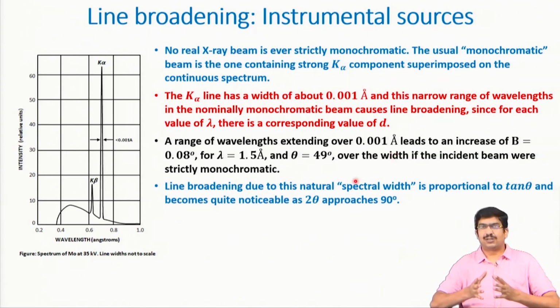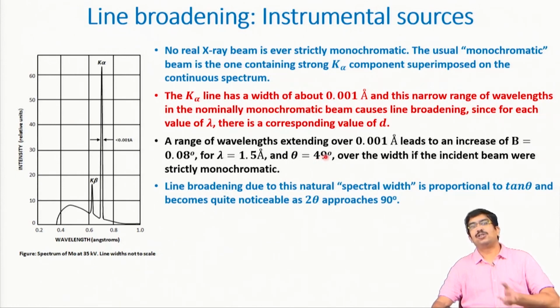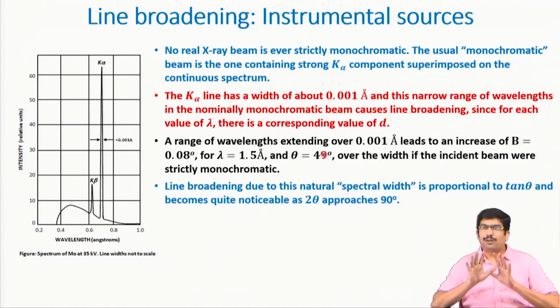which is very typical for most of the X-ray sources that we use: moly, copper, chromium. Most of the K alpha beams usually have a wavelength range of 0.001 lambda. So, if we put that, the increase in width we can expect is 0.08 degree. If we take lambda as 1.5 angstrom and theta around 49, that means 2 theta is around 100 degree. At this 2 theta level, we get a width increase of around 0.08, which for most practical purposes is very small compared to other sources.